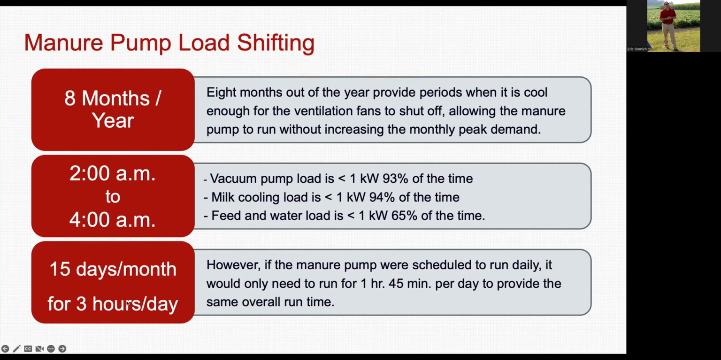And so the next question then became, how big of a window do we need? And these almost seem like maybe they're out of order. I should have moved this above this previous bar. But looking at how it previously ran, basically it was manual. So there wasn't a super consistent timeline, other than it seemed like every couple of days they would flip it on and it would run for anywhere from 2 to 4 hours. But if you averaged it out over the course of the year, basically they're running that manure pump 15 days out of the month for an average of 3 hours. And so we could run it daily for an hour and 45 minutes, and we would get the same overall run time.